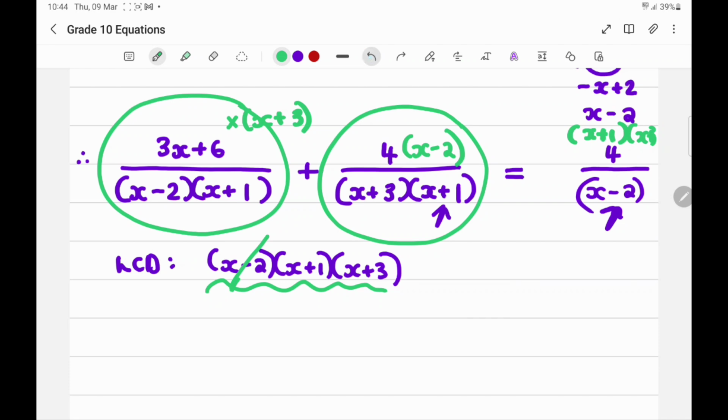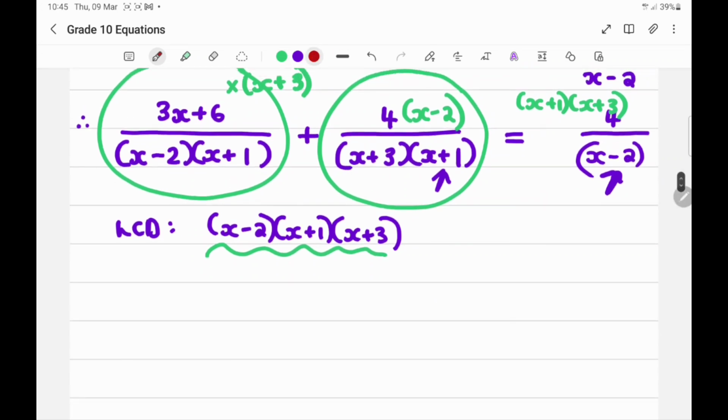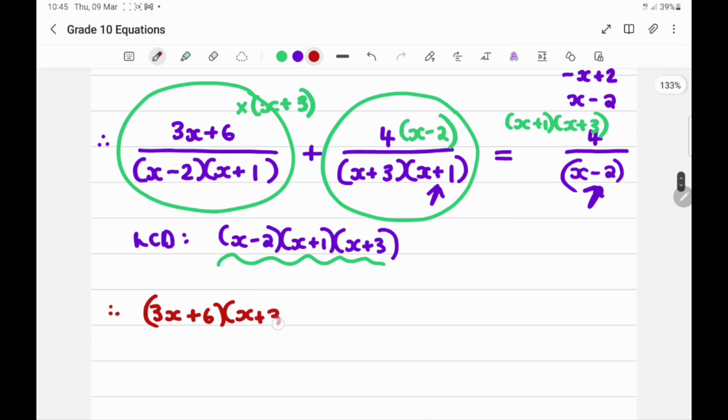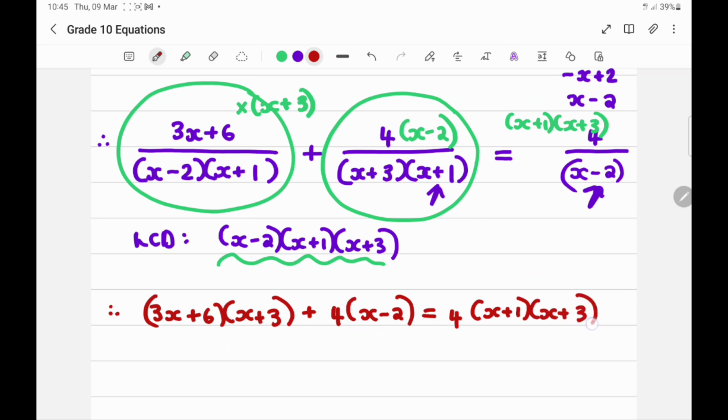All right, let me just rewrite that nicely. So we needed an x plus 1 and an x plus 3. All right, okay. And then I'm going to drop it like it's hot. So I'm going to rewrite and go and simplify. So 3x plus 6 times x plus 3 plus 4 times x minus 2 is equal to 4 times x plus 1 times x plus 3.